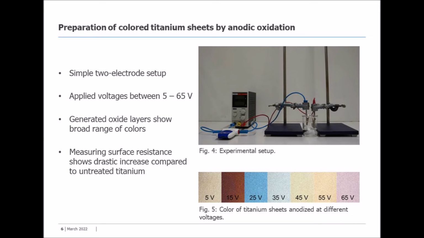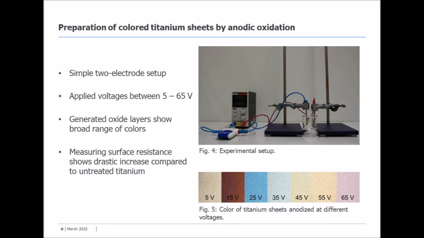The first in a series of 3 experiments presented in our contribution is the preparation of colored titanium sheets by anodic oxidation. We use a simple 2-electrode setup to achieve a layer of titanium dioxide on the anode, making use of the process of anodic oxidation explained earlier. The setup shown at the top right also contains a digital current recorder, which is required for a following experiment. By varying the applied voltage between 5 and 65 volts in 10 volt steps, we are able to produce a broad range of colors seen in the below figure. It should be noted that smaller steps or going beyond 65 volts can yield more and different colors.